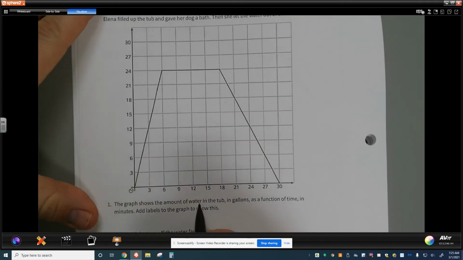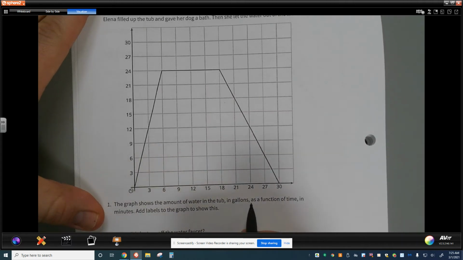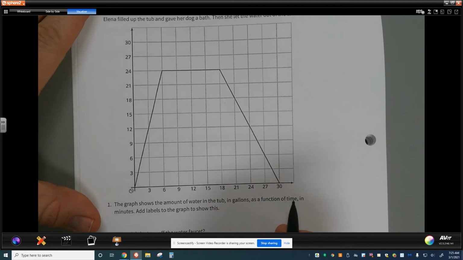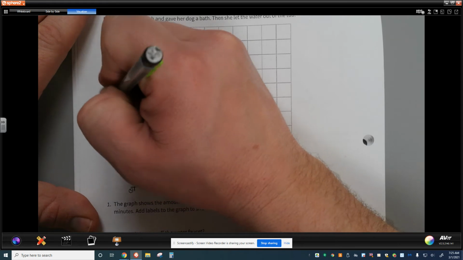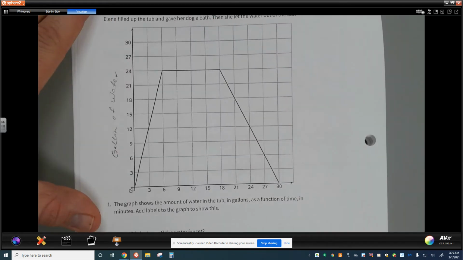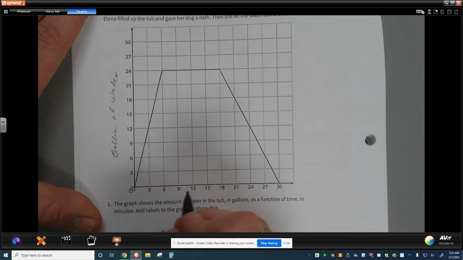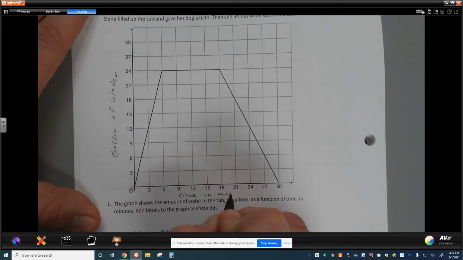Well, if we're talking about the amount of water in the tub as a function of time, that means that the gallons of water would have to be the piece that is dependent on the amount of time in minutes. There we go. That one's done.